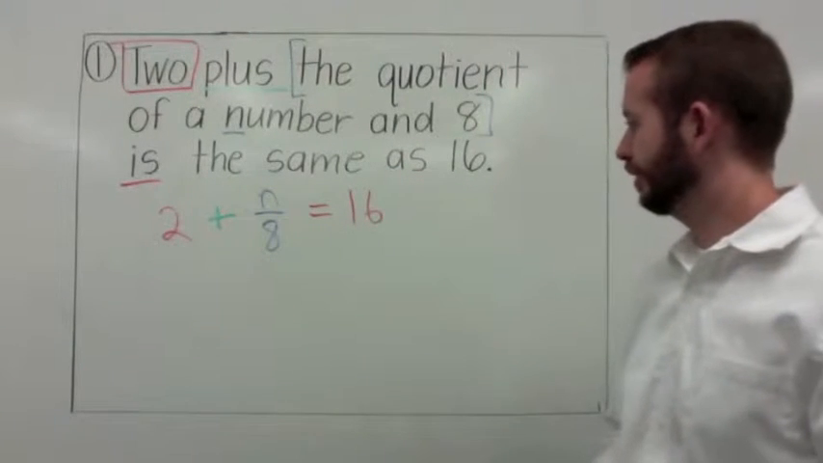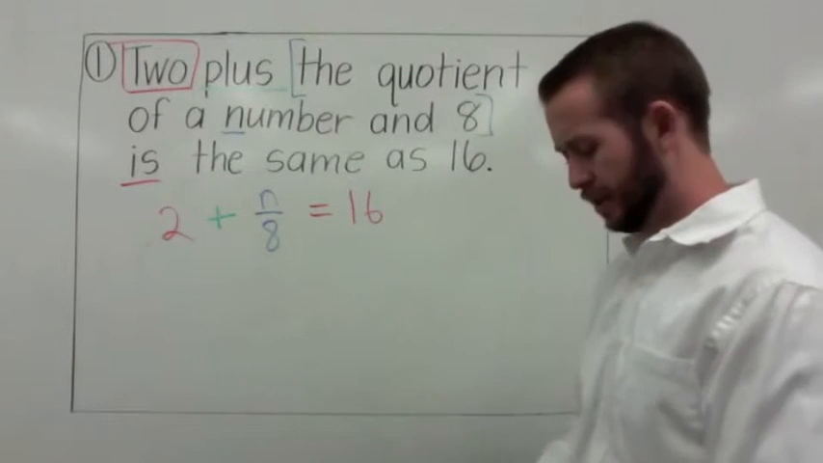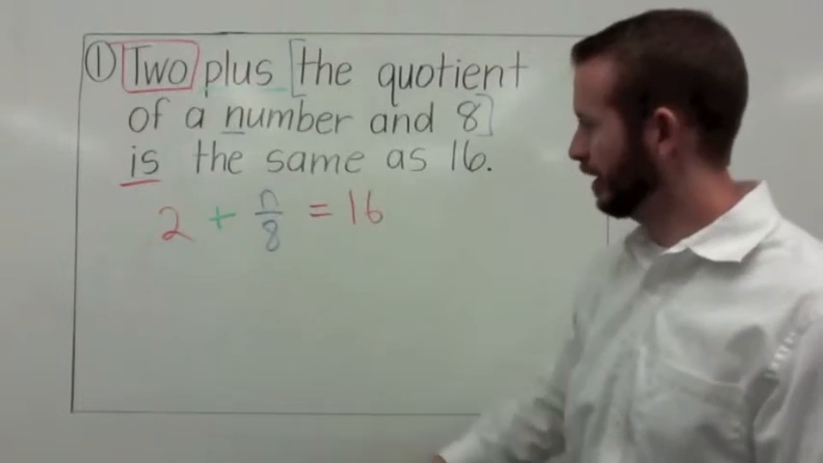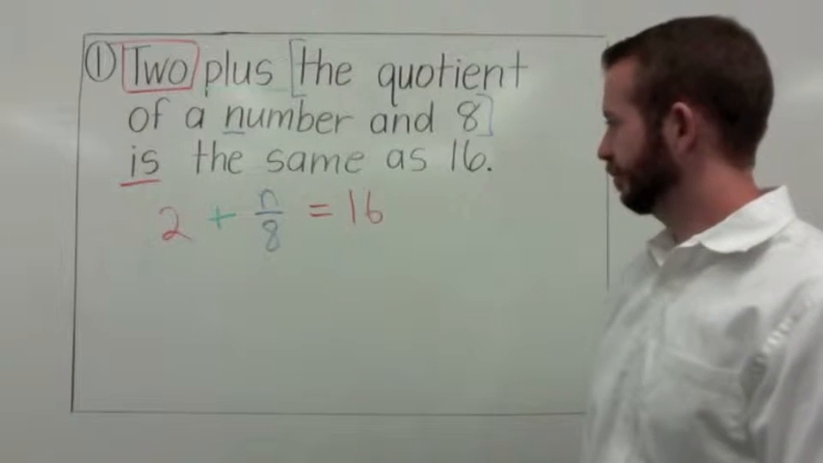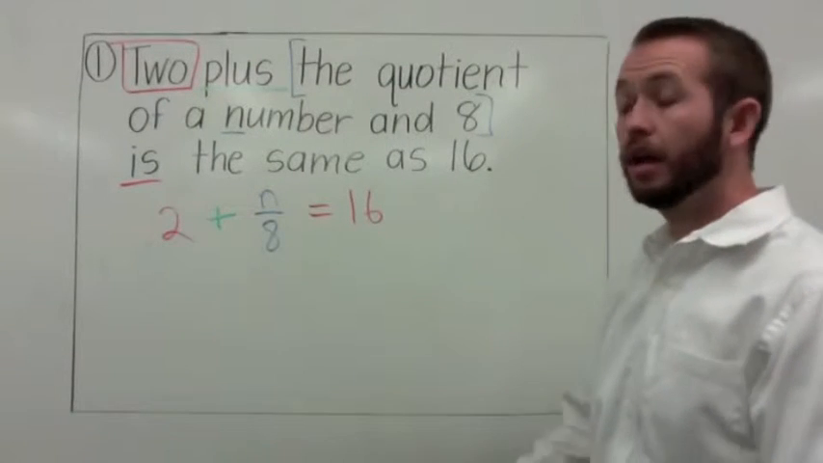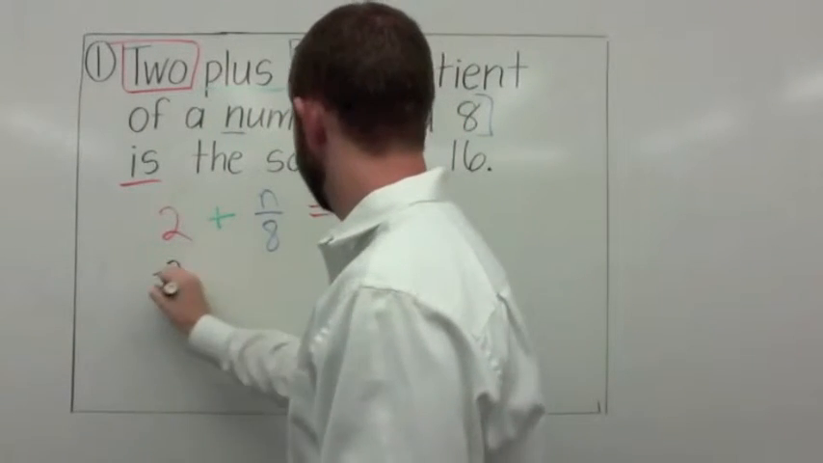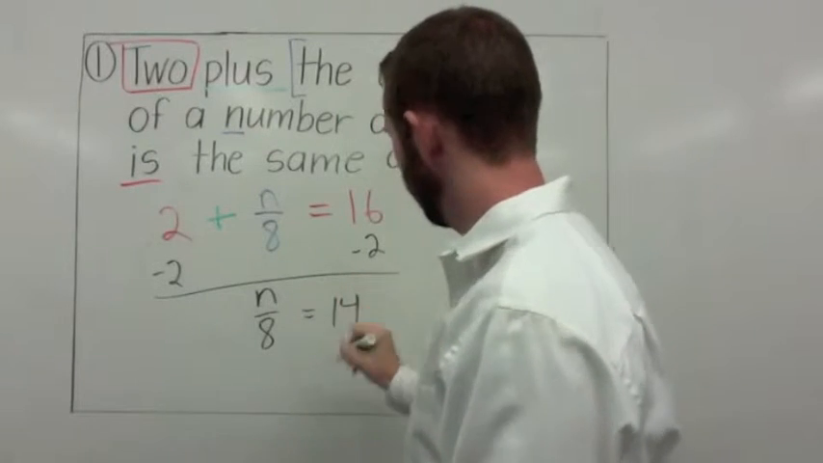This is too hard. I think we should probably quit. No, just kidding. All right, let's solve. What do you want to do? Well, I have N. I'm trying to solve for N, trying to get that variable by itself. It's being divided by 8, and we're adding 2. We should subtract 2, because that will give us just N over 8 equals 14.